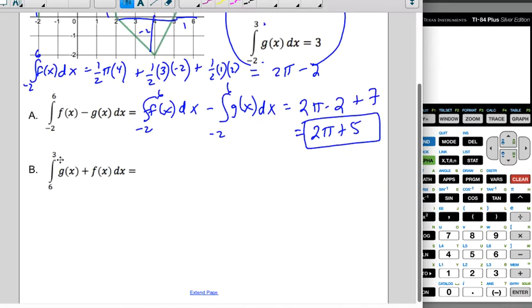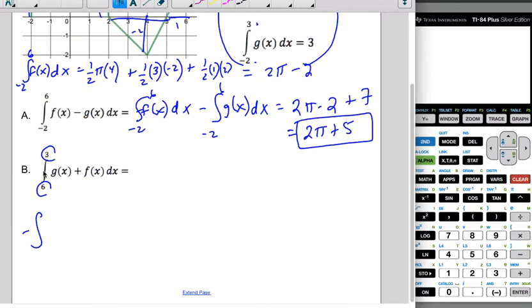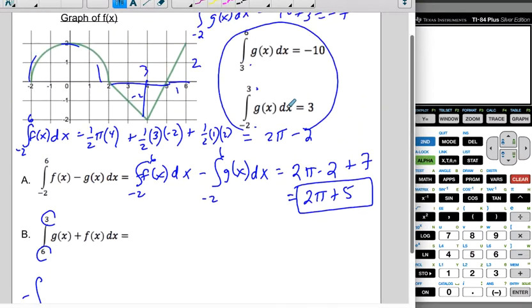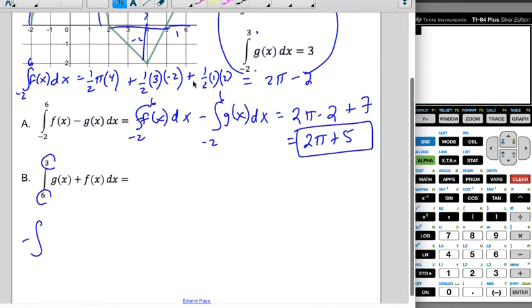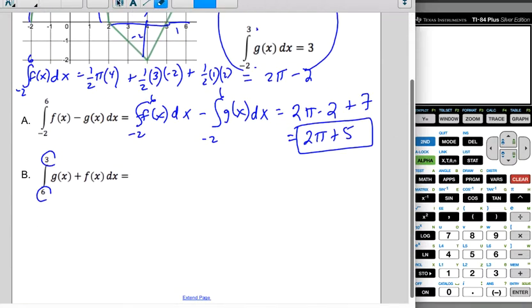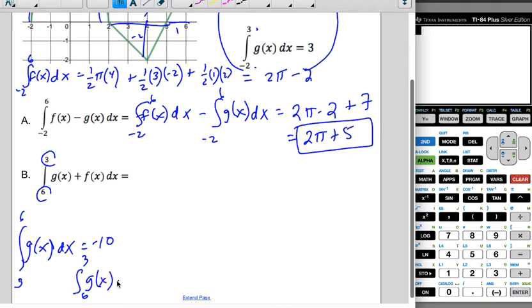For this one, the bounds are reversed. So I'm going to flip it and make it a negative. There's a couple different ways you could do it. You could either flip it and make it negative, or you could understand that g of x, when integrated from 6 to 3, is the opposite number. I guess if you don't want to put the negative, another way to do this is you know that g of x, when integrated from 3 to 6, was -10, which means if you integrate from 6 to 3 of g of x dx, it's a regular 10.